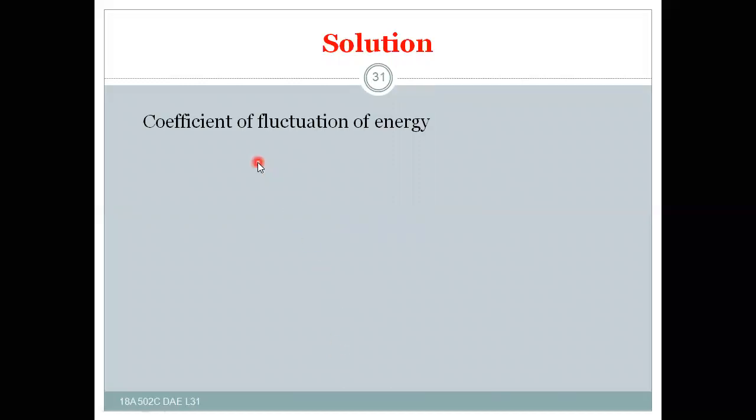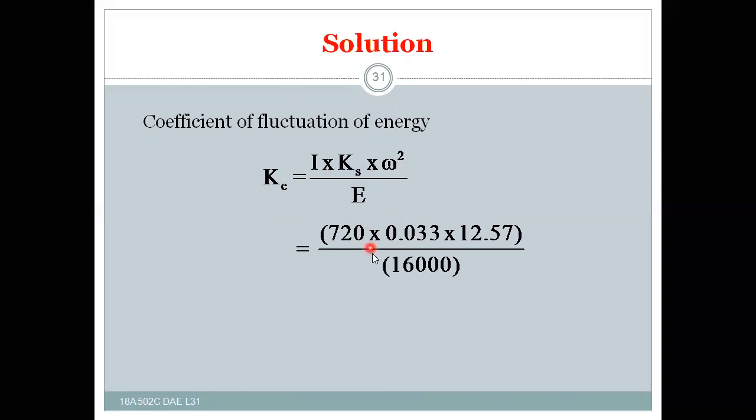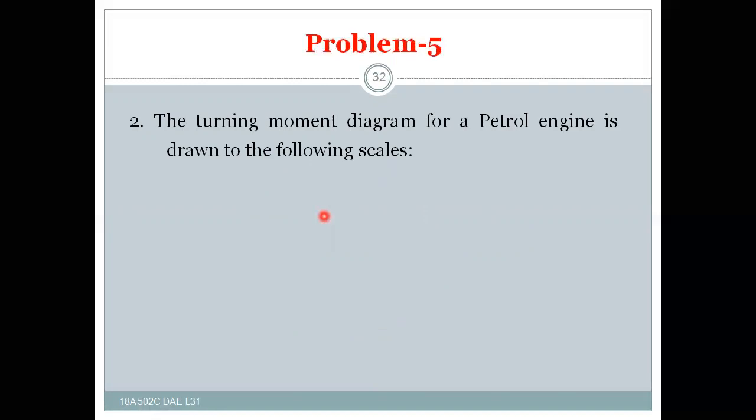Next is the coefficient of fluctuation of energy, Ke, that is equal to I Ks omega square by E. The work done per cycle is already given for us, so I, Ks, omega and E are all there for us. Then the coefficient of fluctuation of energy is equal to 0.235. So this is all about the problem. Next is the fifth problem. The turning moment diagram for a petrol engine is drawn to the following scales.